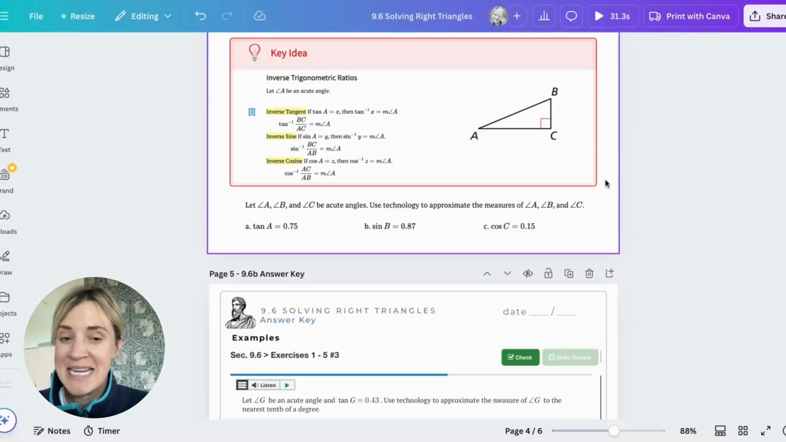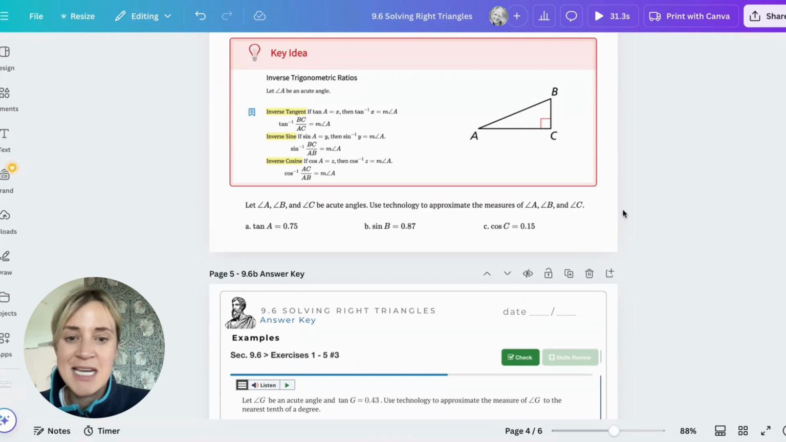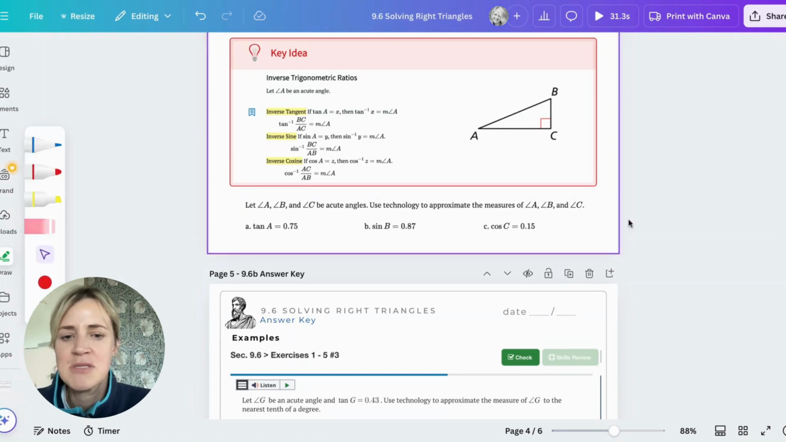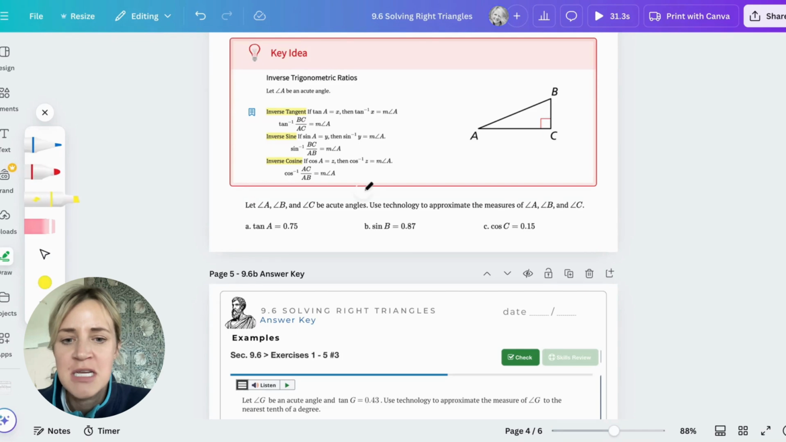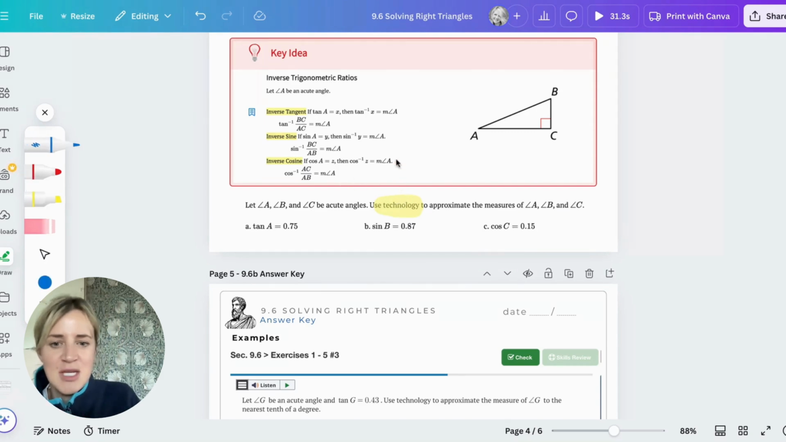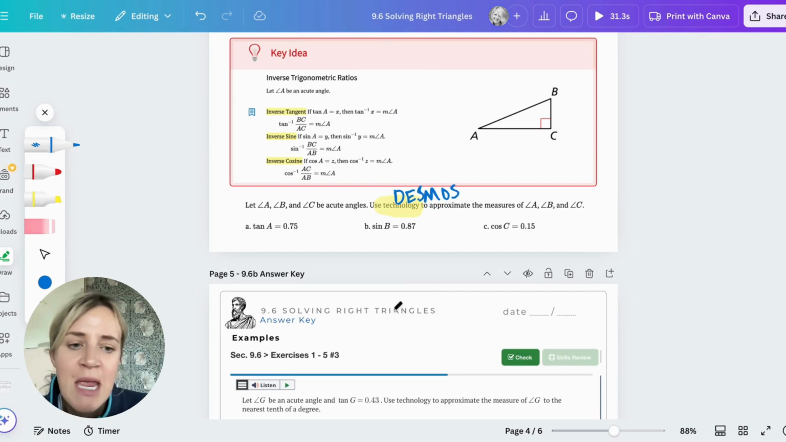And you'll find these to be pretty easy once you know the steps, okay? So it says let angle A and B and C be acute angles, use technology. Oh my gosh, what does that even mean? Anytime you see the word use technology, that means use your calculator, okay? Technology is Big Ideas' way to say use your calculator, use Desmos, to approximate the measure of angle A, angle B, and angle C. What I say here is, right now you have tangent of angle A equals 0.75. Okay. How do we solve that?